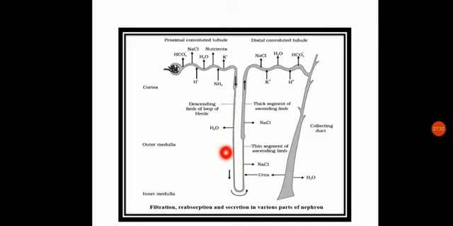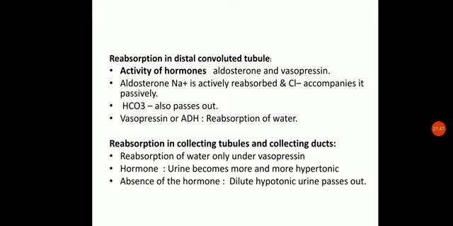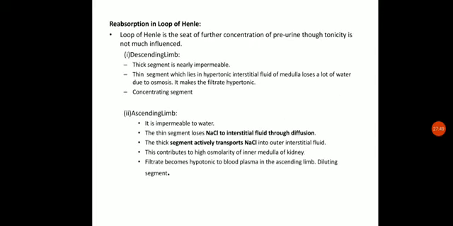Now the descending loop of Henle also consists of two parts: the thick segment, which is thicker with a wide diameter, and the thin segment. Let us see how the loop of Henle takes part in reabsorption. The loop of Henle has two parts, the descending limb and the ascending limb.